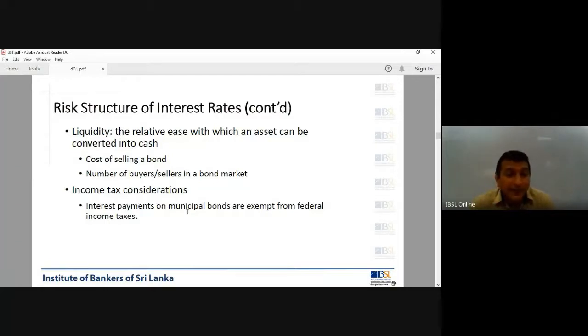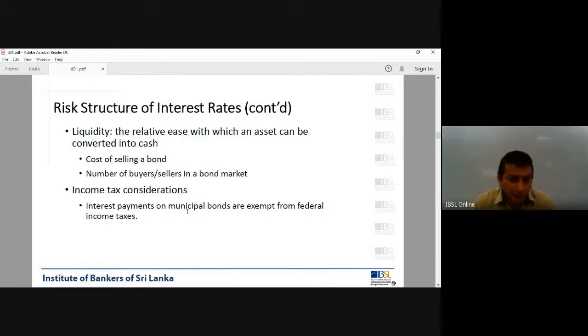And then income tax consideration. That's another very important element that we are discussing here. So when it comes to income tax consideration, there is interest payment on certain types of bonds. In the case of the US, they had municipal bonds. In Sri Lanka you don't see municipal bonds, but in the US municipal bonds are very popular. Municipal bonds are exempt from income tax computations. So what matters there is that municipal bonds became popular among local investors, and as a result, at times the yield, the interest rate, is lower than US Treasuries.